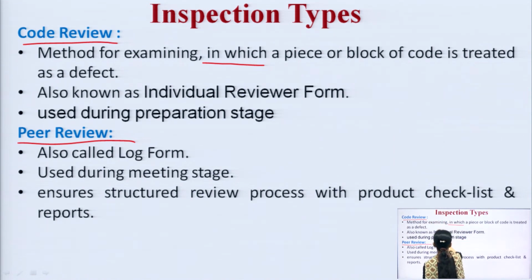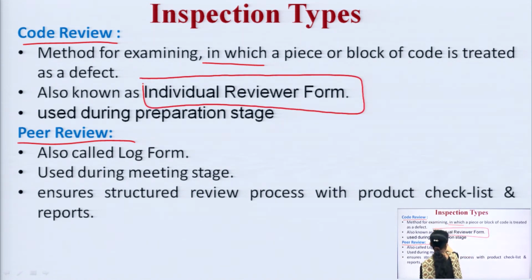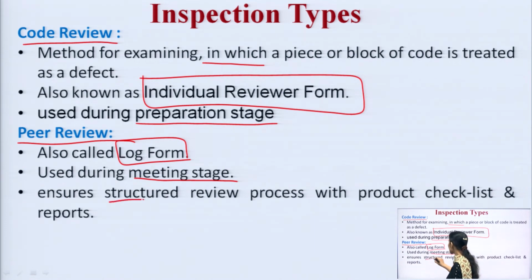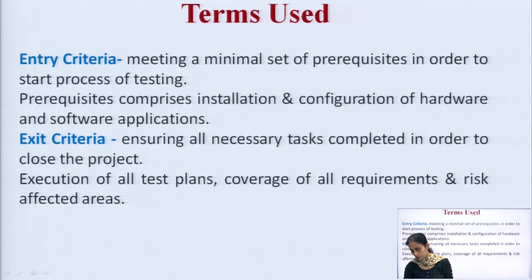This code review is also known as the individual reviewer form, and it is used during the preparation stage. Then the second method is known as the peer review. This peer review is called the log form. The different log forms are generated during this, and the output in the form of defects is known to us during the meeting stage. This peer review ensures the structured review process with the product checklist and reports.